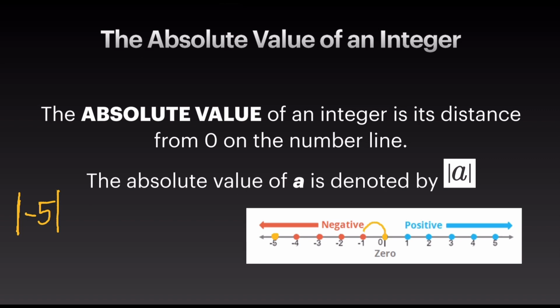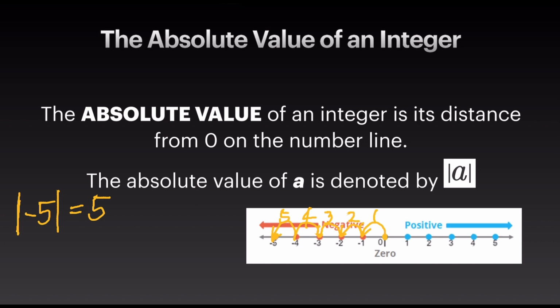Bilang tayo. 1, then 2, and then 3, 4, and last, nakaabot ka na sa negative 5. That's 5. So, therefore, gaano kalayo si negative 5 kay 0? This is equal to 5. 5 halaktaw yun no?